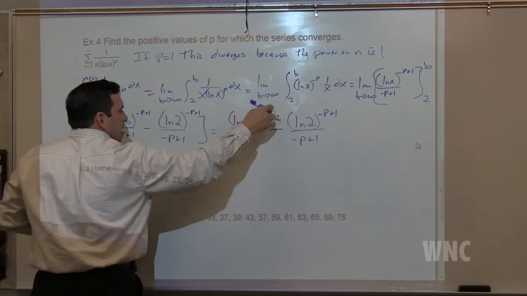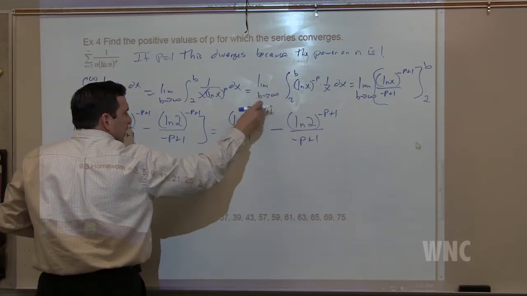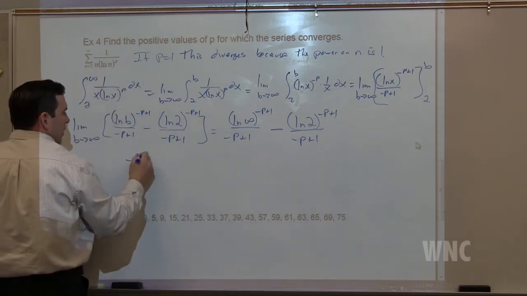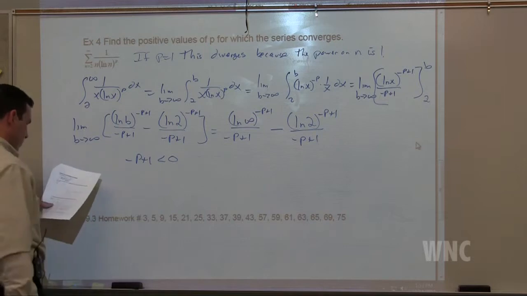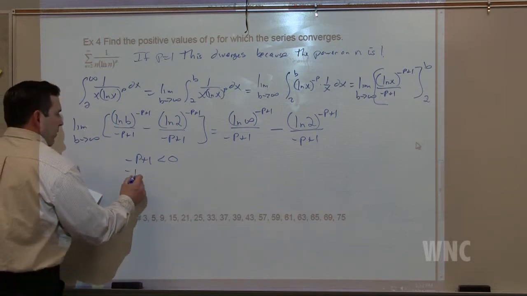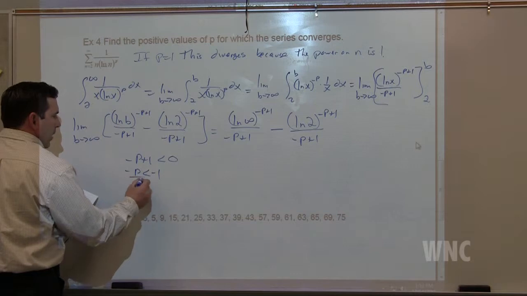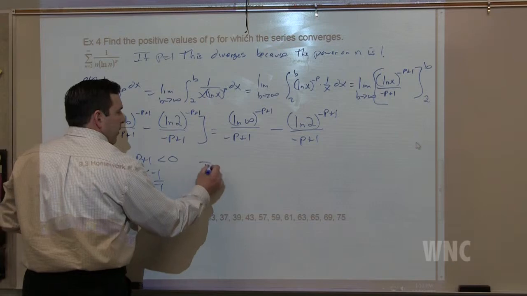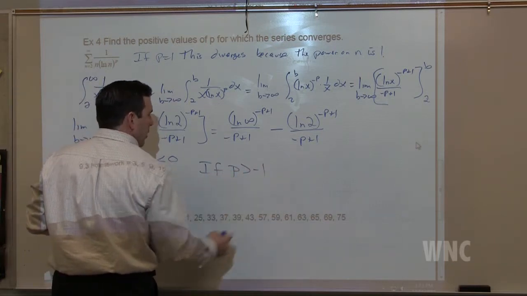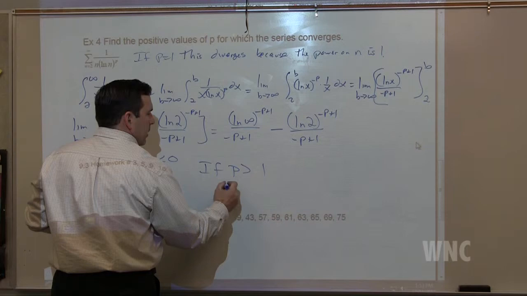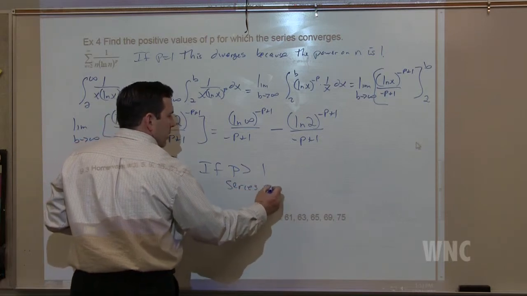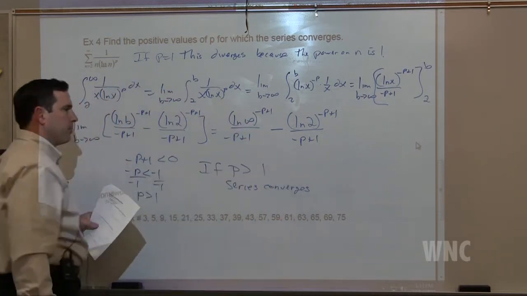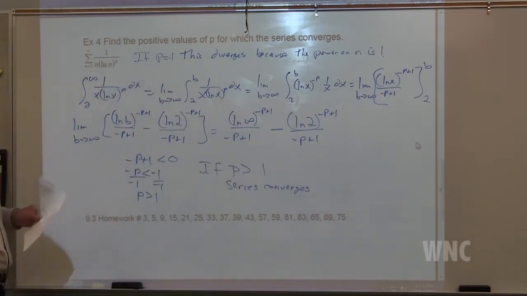So, if the overall power is negative, this natural log of infinity goes down below. So negative p plus 1, if it's less than 0, we have negative p is less than negative 1, and divided by negative 1, p is greater than 1. So if p is greater than 1, the series converges because it puts the natural log of infinity in the denominator. And that's it.